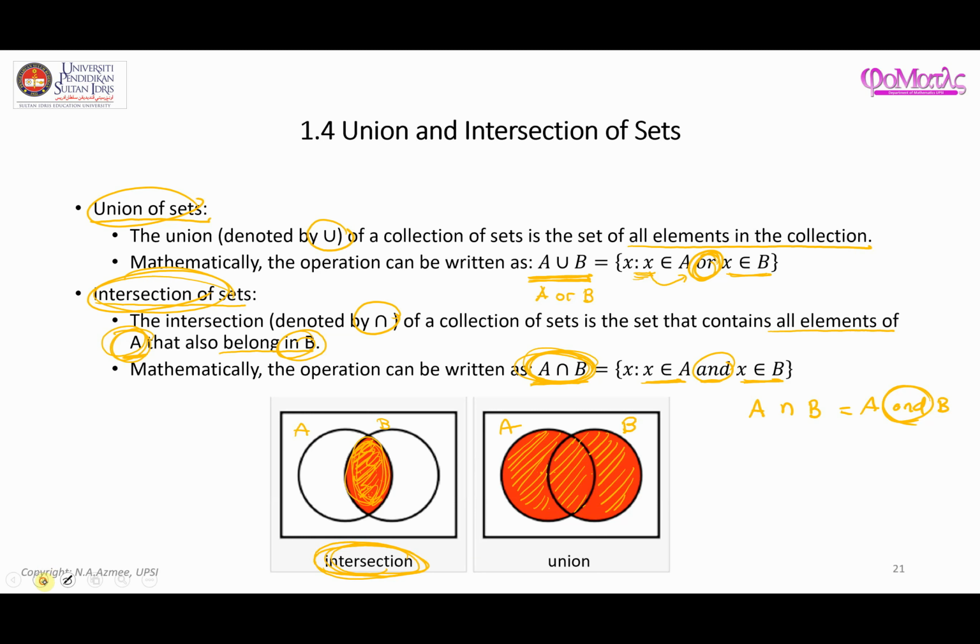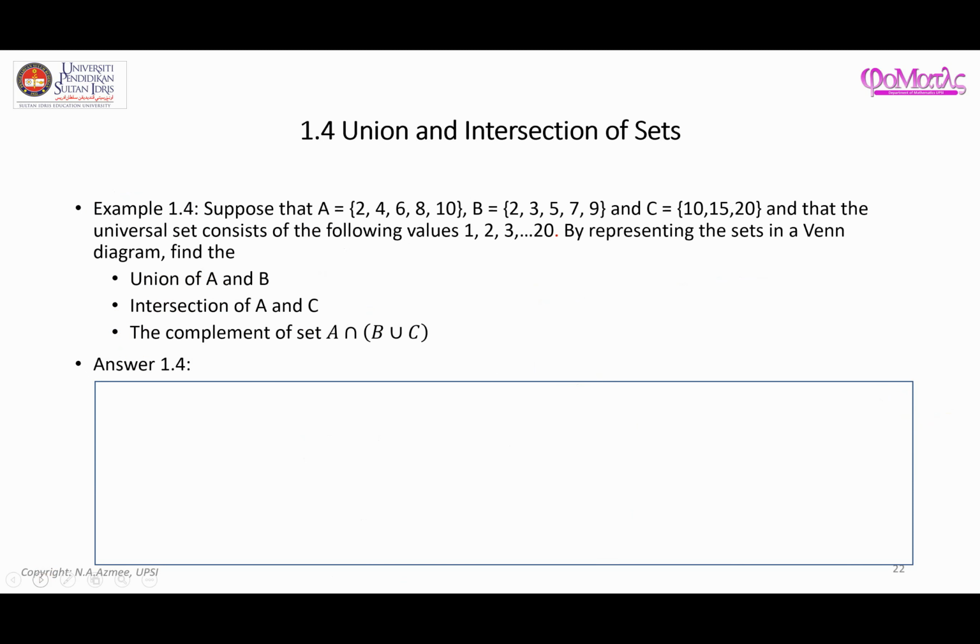Right, now let's look at this simple example here. We have set A consisting of 2, 4, 6, 8 and 10. Set B is 2, 3, 5, 7, 9 and C is 10, 15 and 20. And the universal set is defined to be the values from 1 to 20. The question is specifically asking you to represent all the sets in a Venn diagram. So that will be your first step: you have to construct a Venn diagram to represent the scenario given in this example.